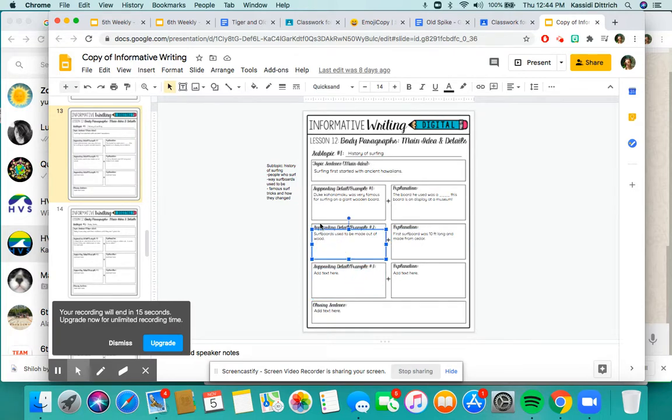So, for example, if the history of surfing is your subtopic, you would say surfboards used to be made out of wood. And then you would give an explanation: the first surfboard was 10 feet long and made from cedar. And you could use another example as well.